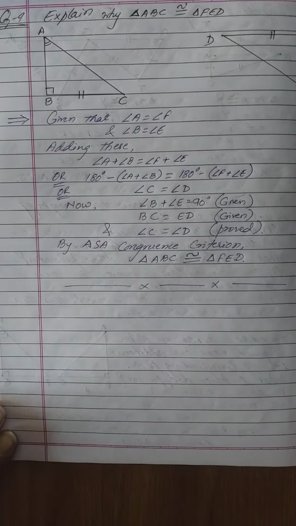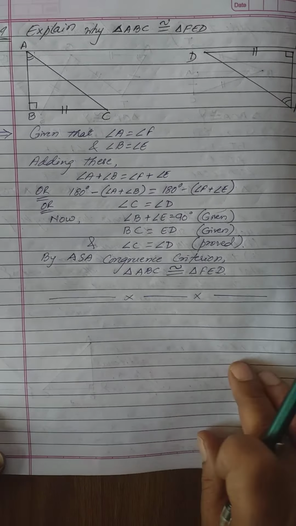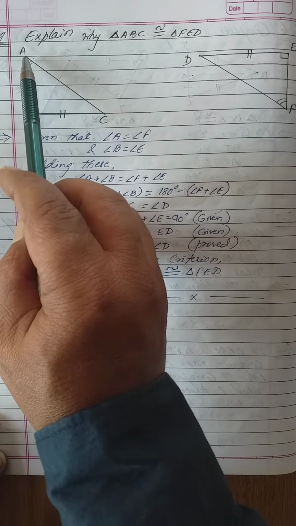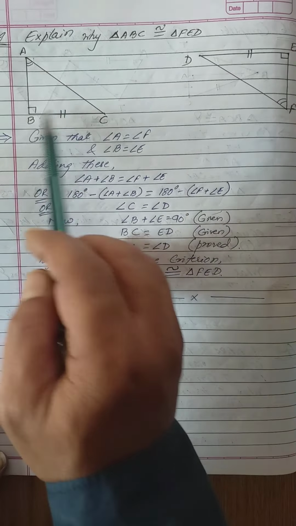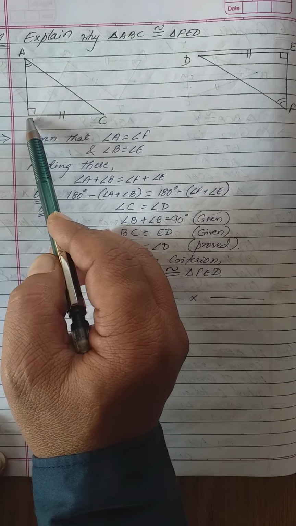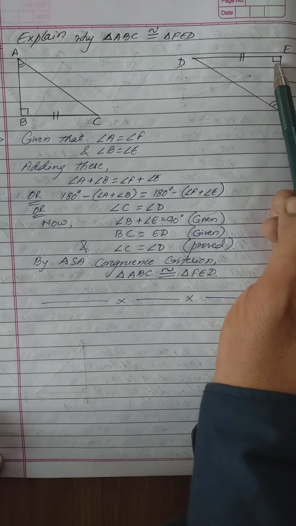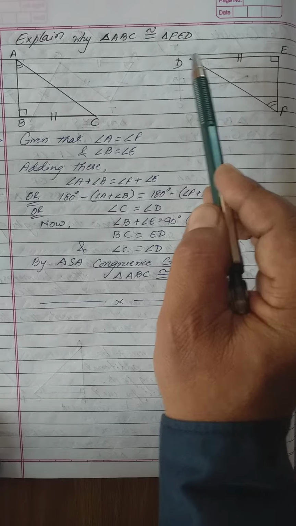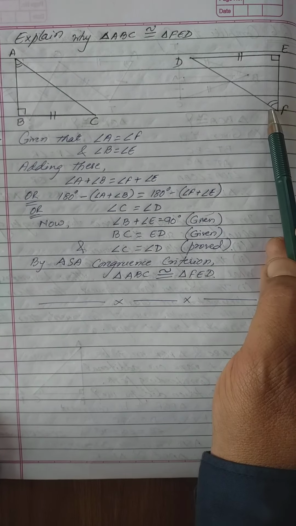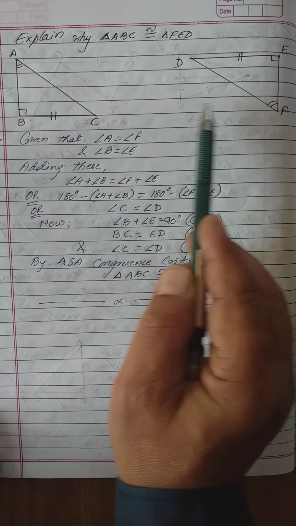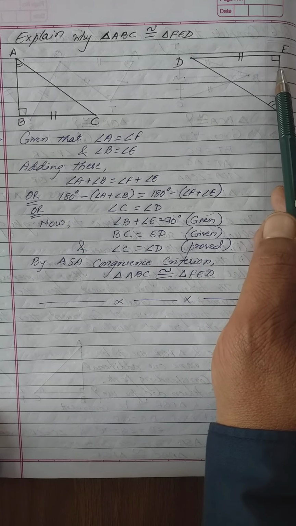Last sum. Explain why triangle ABC is congruent to triangle FED. Here you can see two triangles have been given, ABC and FED. Here angle B is the right angle and here angle E is the right angle. Side BC equal to side ED and angle A equal to angle F.